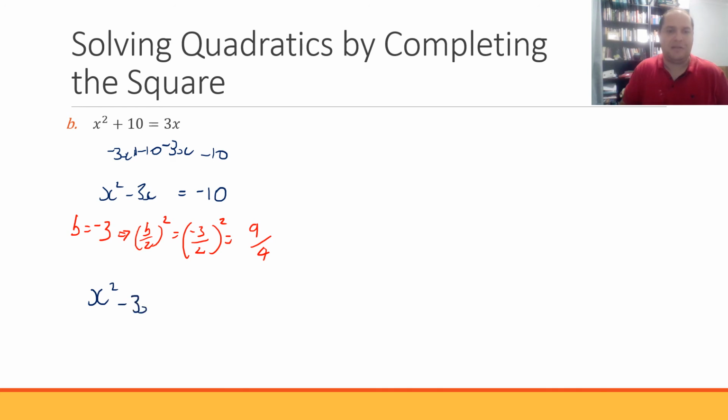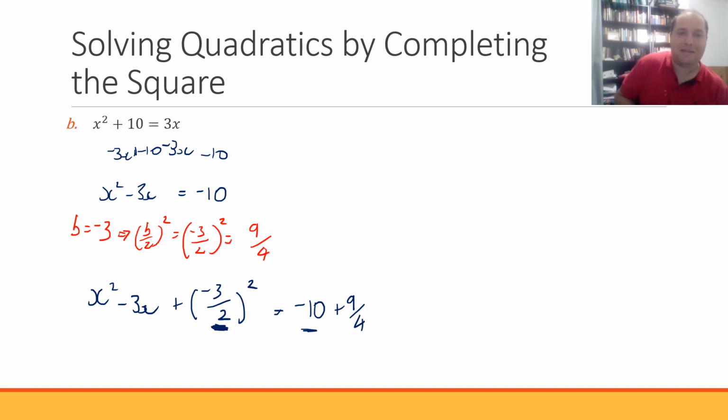X squared minus 3x plus, on this left-hand side, I'm just going to write negative 3 over 2 squared, just to remind myself this is the part I want in my brackets when I factorize. But on the other side, I might write it as 9 over 4 because that's easier to add to negative 10. So negative 3 over 2 squared is better to help me factorize.